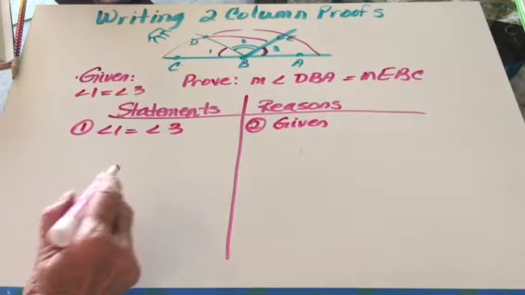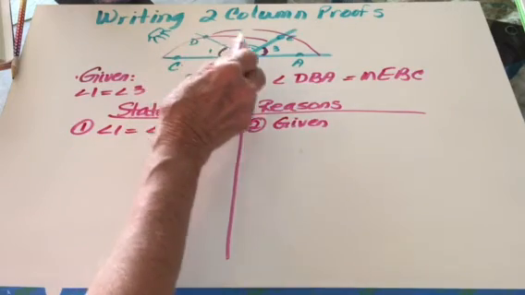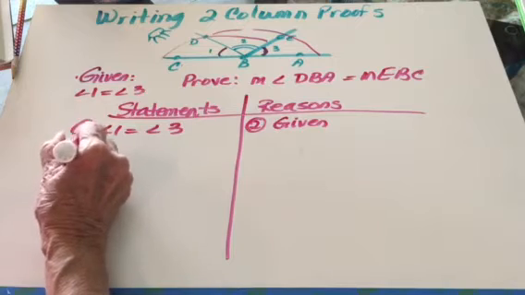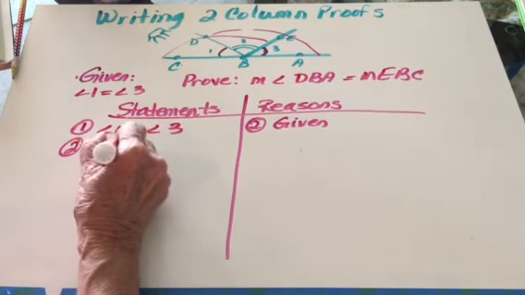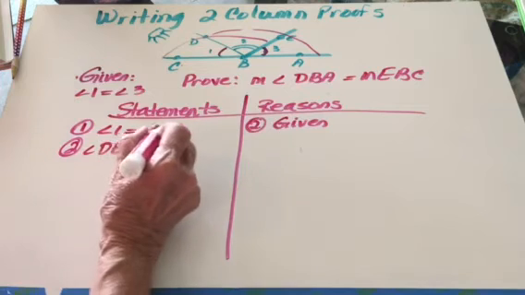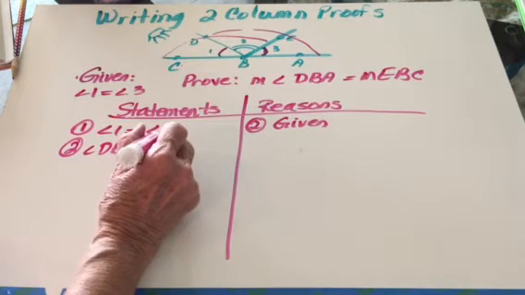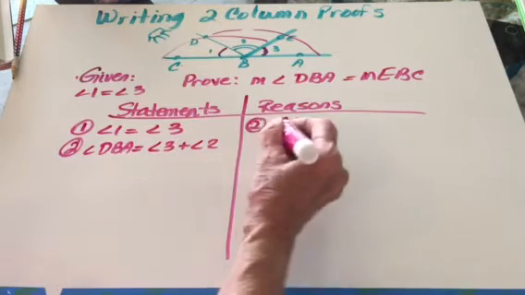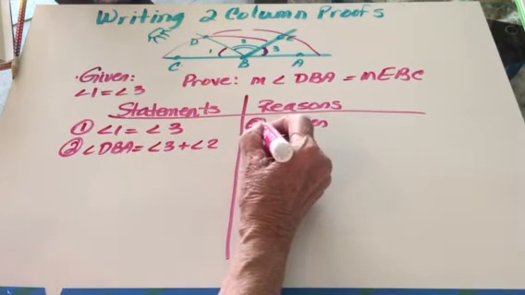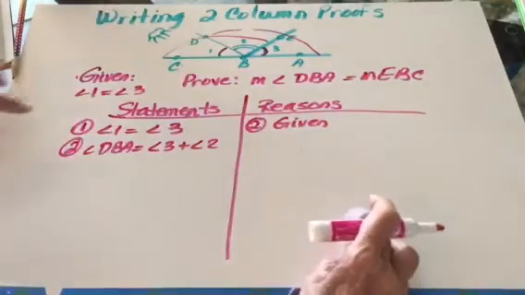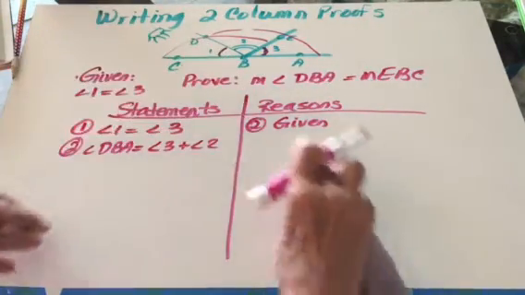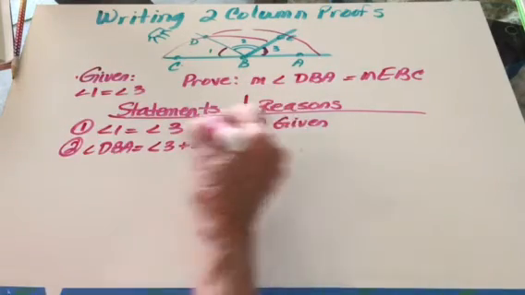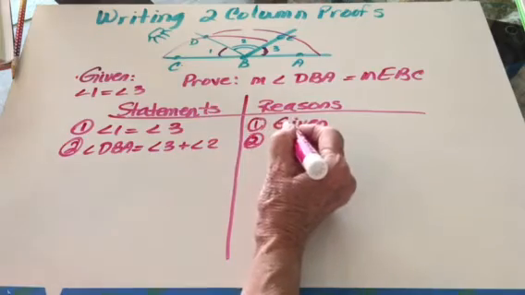Now, I know that angle DBA, I'm going to write number 2 here, angle DBA is the same as angle 3 plus angle 2. Do you remember why? Boy, oh boy, I messed up here. You see what I do here? 1 goes with 1, it doesn't go with 2. Now 2 goes with 2. You've got to keep them right.